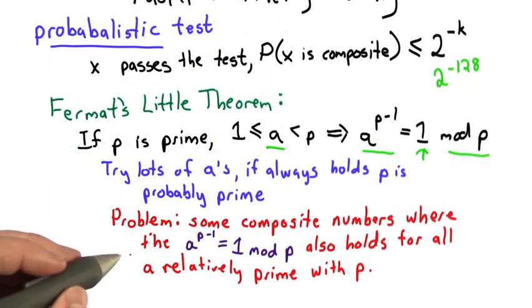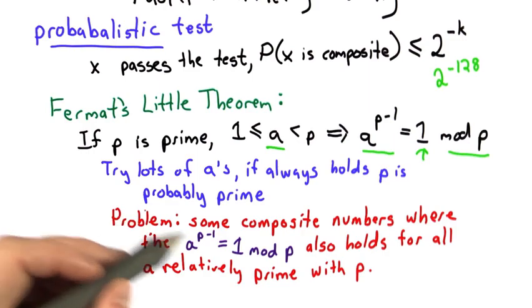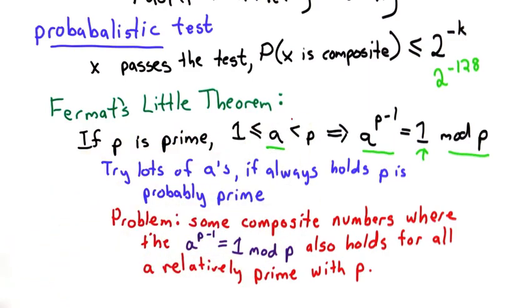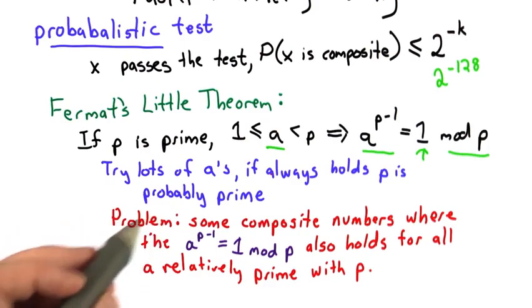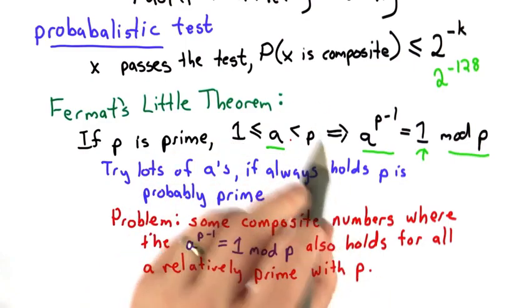The problem is that there are some composite numbers, known as Carmichael numbers, where this test also holds for most a values. Indeed, it holds for all of the a values that are relatively prime with p. So unless we try all the a numbers between 1 and p, there's a high probability that this will always hold. If we need to try them all, well, this test isn't fast enough. It's still going to be exponential in the size of p.